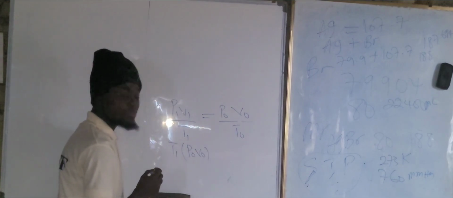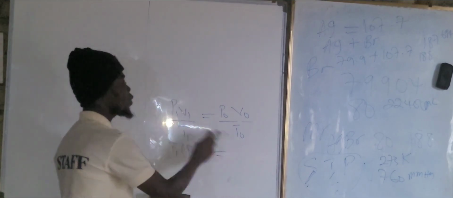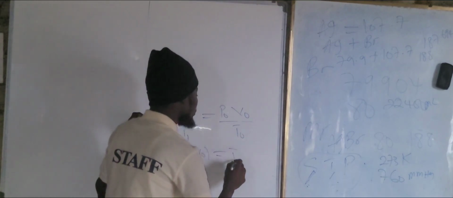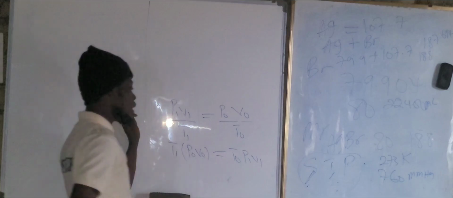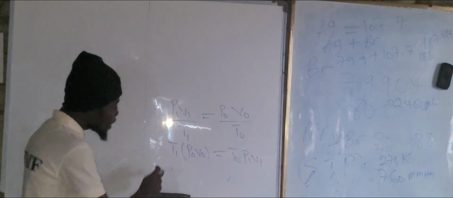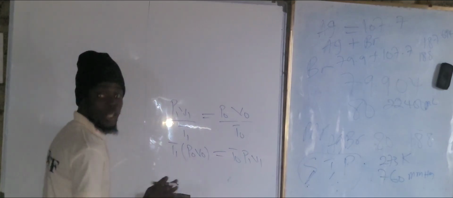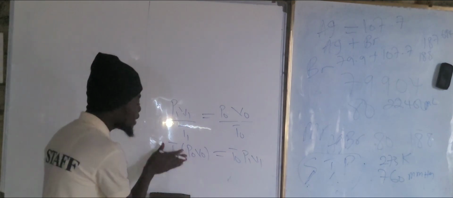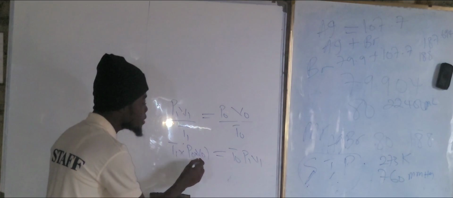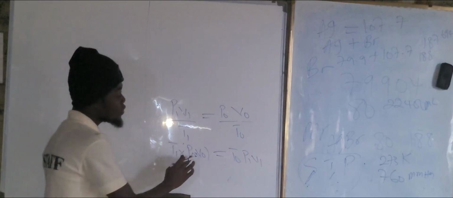That must be equal to T0 times P1 V1. Is that sound? Good. But mind you, a common mistake here: don't say you should multiply only this and this. You are multiplying everything: this times this, this times this. But we have to find V0.